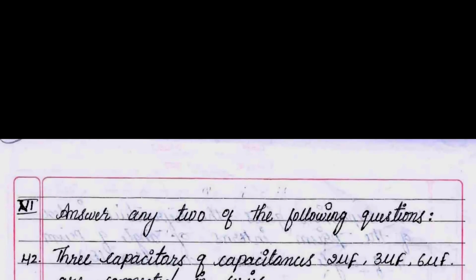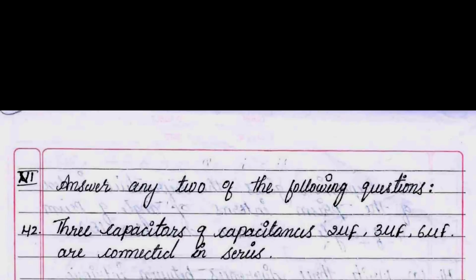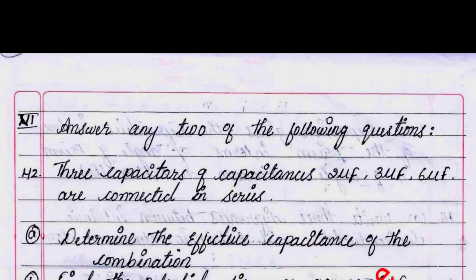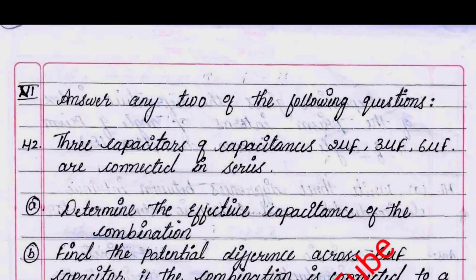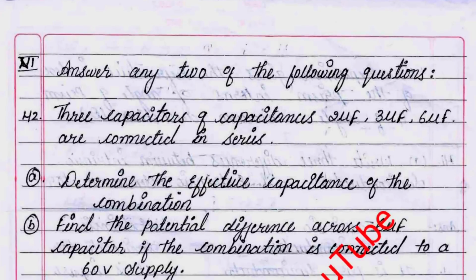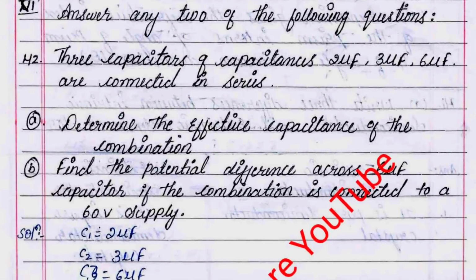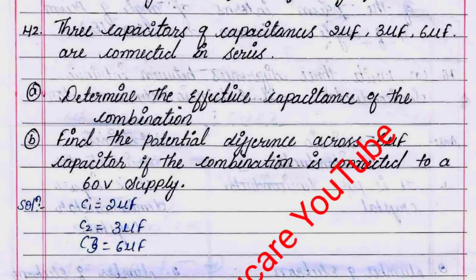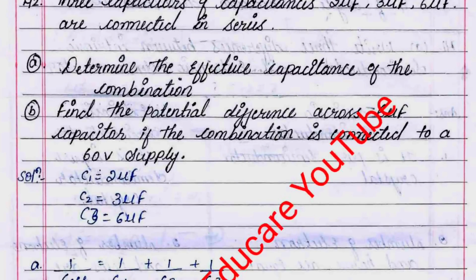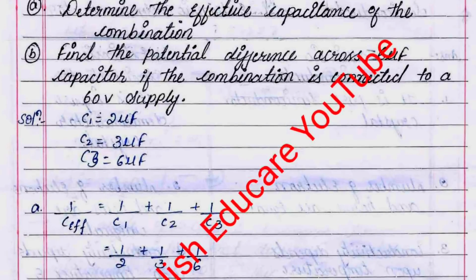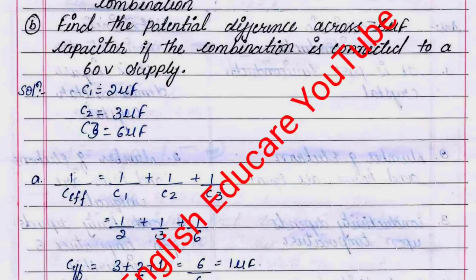6th part. Answer any two of the following questions. 42. Three capacitors of capacitance 2 microfarad, 3 microfarad and 6 microfarad are connected in series. A. Determine the effective capacitance of the combination. B. Find the potential difference across the 6 microfarad capacitor if the combination is connected to a 60 V supply, and the answer is below.